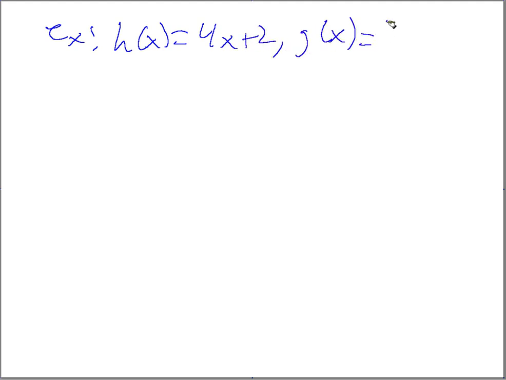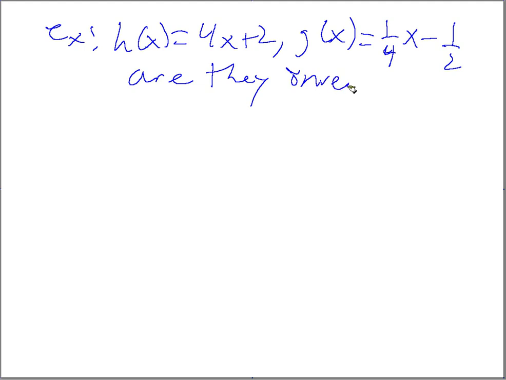Let me give you these two functions. Let's say h of x equal to 4x plus 2, and let's say g of x equal to 1/4 x minus a half. So are they inverses of each other? Same question. Are they inverses of each other?